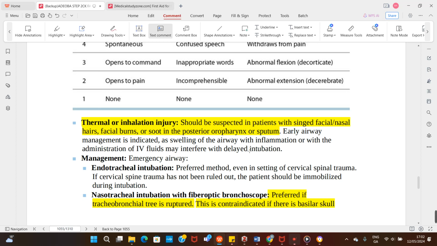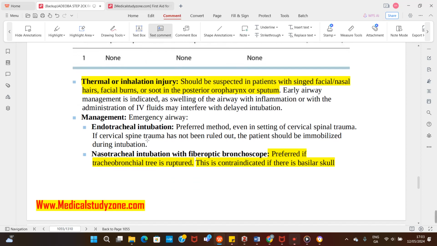As soon as you get any of these, the singed facial and nasal hair, the burns around the face, carbonaceous sputum, very, very important. You do that before you give fluid. We have talked about this because if you give fluid, the fluid will worsen the airway edema, and it can worsen the situation. So you have to secure the airway before you even start considering fluid.